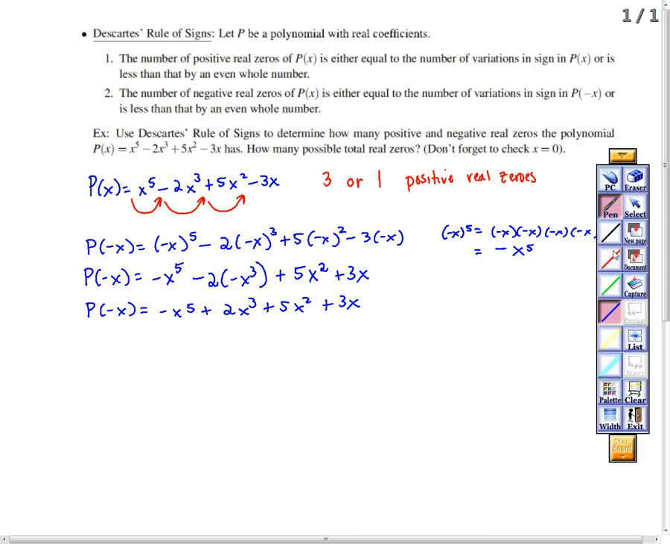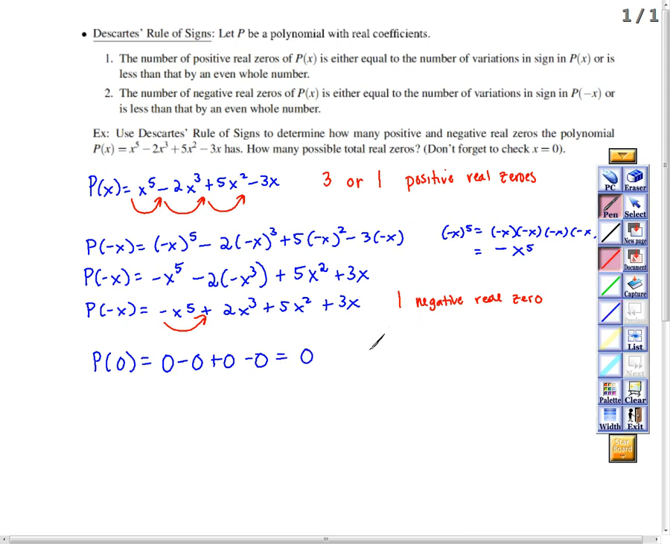Now let's see how many variations in sign we have. Looks like there's 1. So there's 1 negative real zero. We also need to see if 0 is a 0. So we plug in P of 0. We get 0 minus 0 plus 0 minus 0. That's 0. So 0 is also a 0.